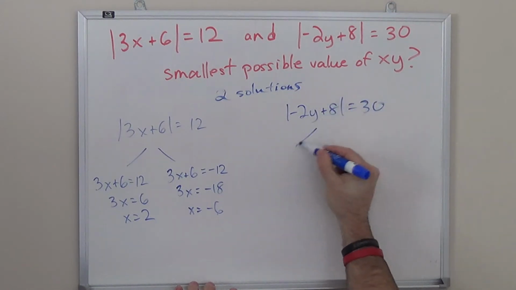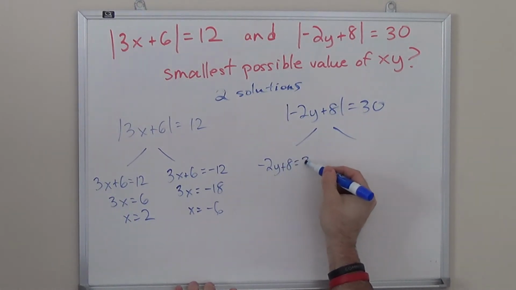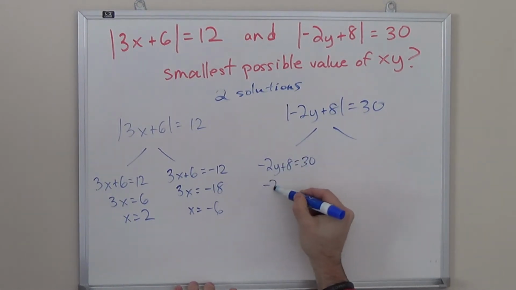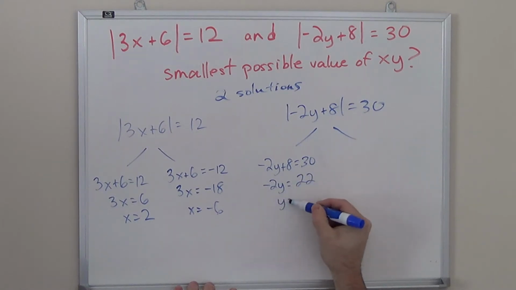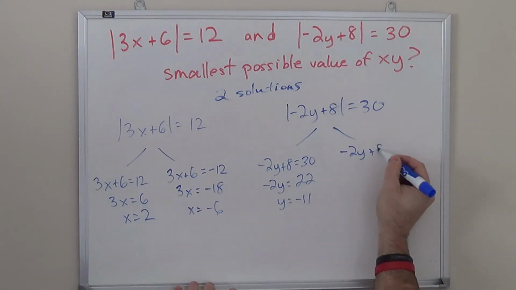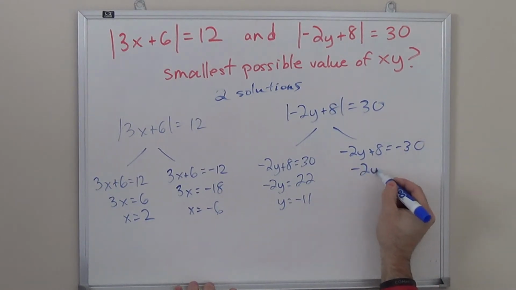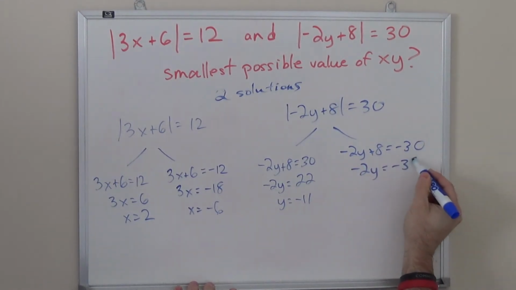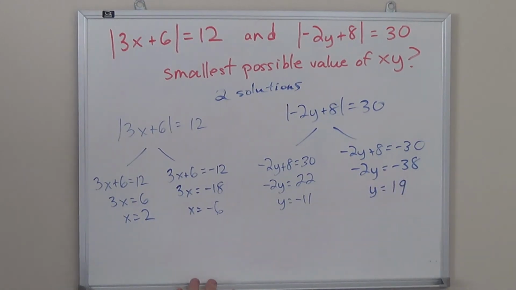And again, same thing. Two ways. Let's just disregard the absolute value and do our thing here. We would subtract the 8 to the other side, divide by negative 2. Y would be what? Negative 11. We disregard the absolute value and we set it equal to negative 30. Now we'll subtract the 8, divide by negative 2, and we should get positive 19. So we've got our values.